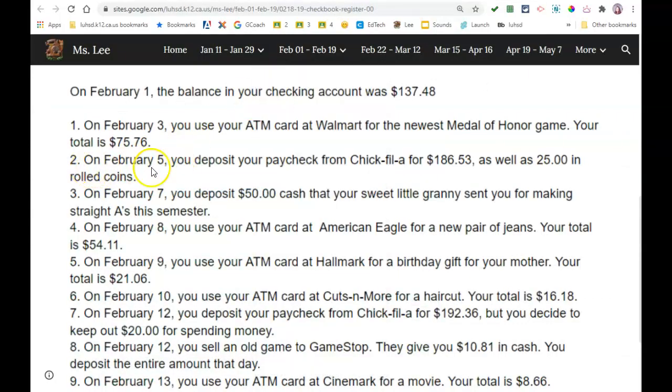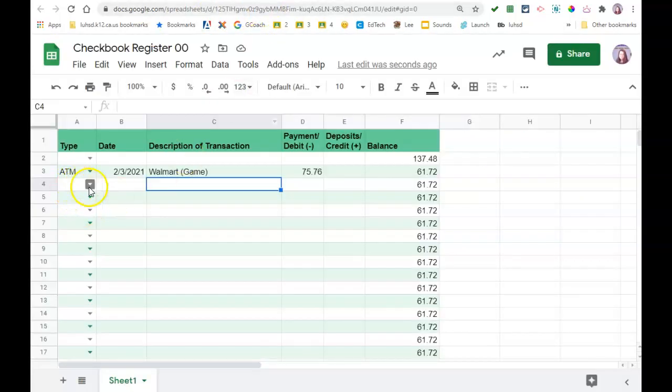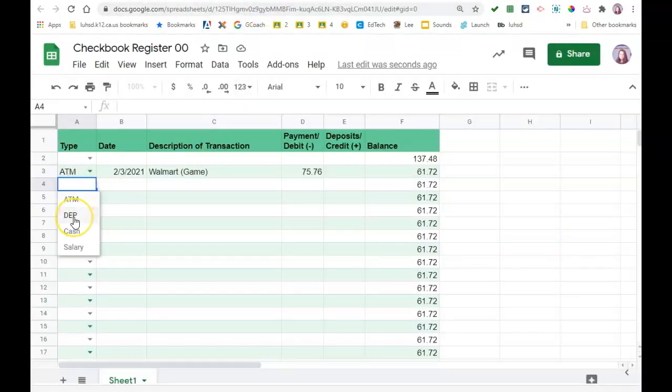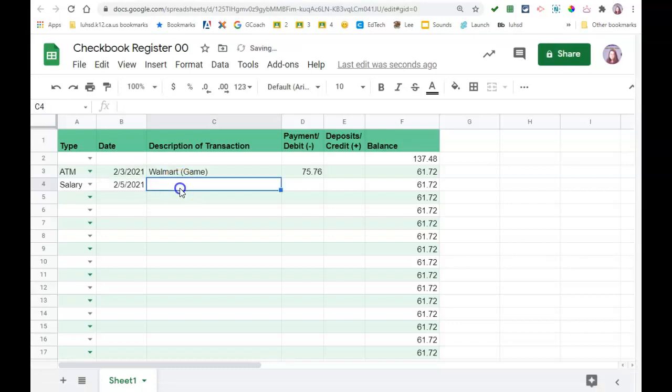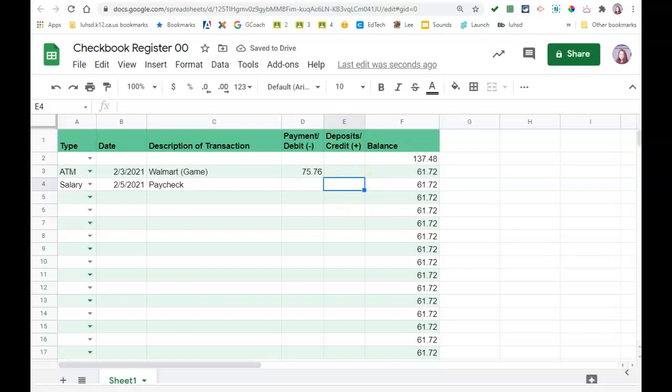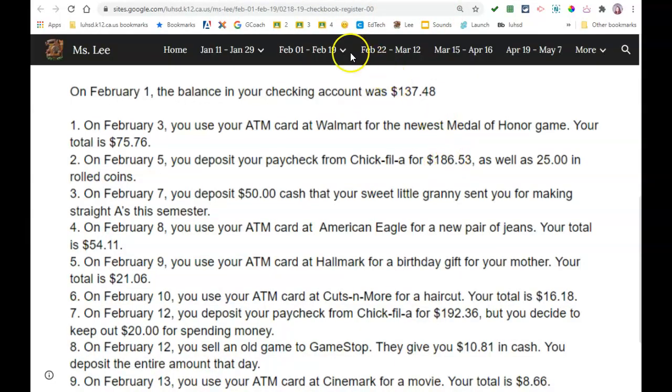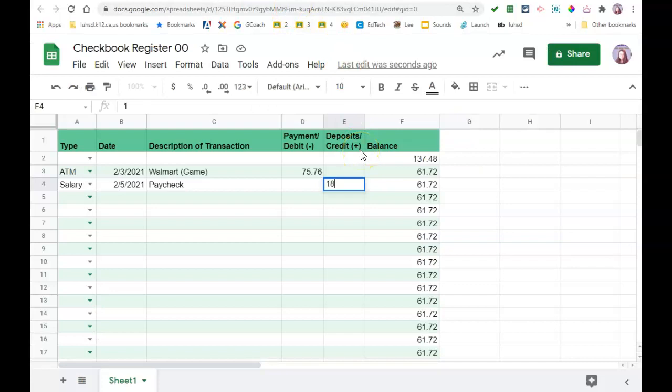Second one, on February 5th, you deposit your paycheck from Chick-fil-A. Okay. So on February 5th, I'm going to do a deposit. I'm not going to just do deposit, I'm going to put salary, so I know that's what I got paid. Again, that's just so I know that that's the one I got paid, and I'm going to call it paycheck. Or you can put Chick-fil-A, either one. Now, I've got money, so I earned money, so I'm going to go with it's a deposit of $186.53. Cool, I have money now.